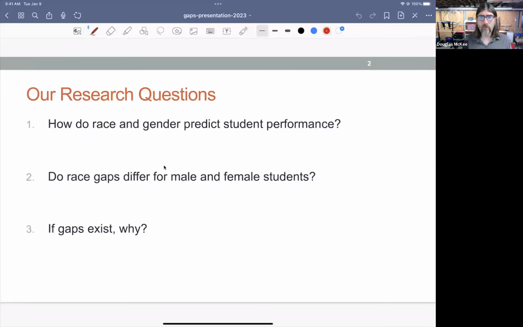And then we're going to see if the race gaps, because we're going to see race gaps, differ for male and female students. I'll preview our answer. They do. We see bigger gaps for female students of color than we do male students of color. And then we're going to propose, and then test, some theories for why those gaps exist. And that's going to inform what we can actually do about it, because the treatment really depends on the root causes of these gaps. So that's where we're headed.